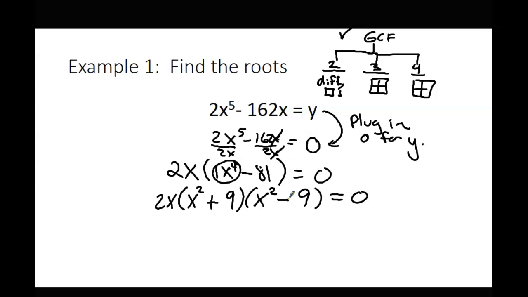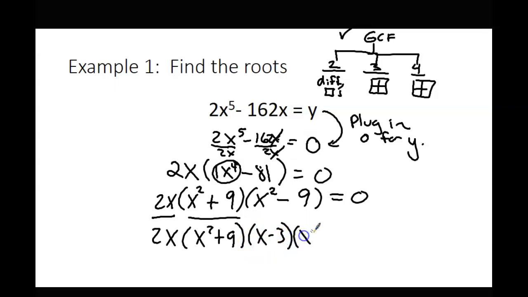Now, we've got to keep going if we can. So this is done. Is this anything? Well, if it's anything, it would be a difference of squares because it's got 2 terms. Is that a difference of squares? No. Not quite. There's something wrong. What is it? Not a negative. It's got to be minus. So that's not a difference of squares. That one's done. How about the next one? Yes. That is a difference of squares, so let's keep going on that one. We have x minus 3 and x plus 3.